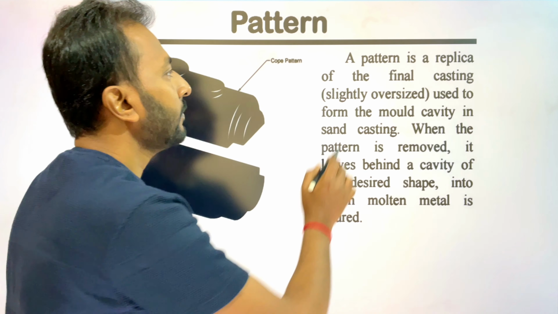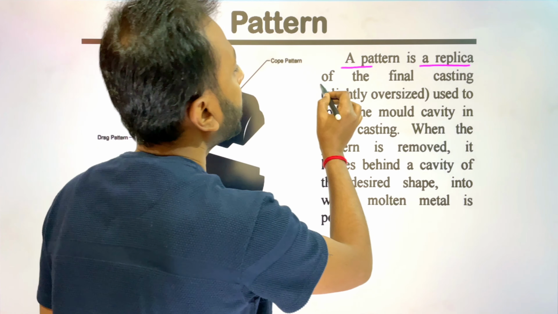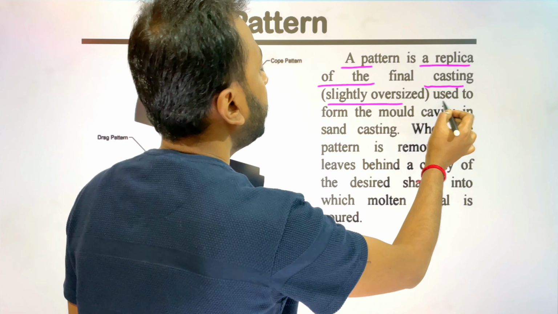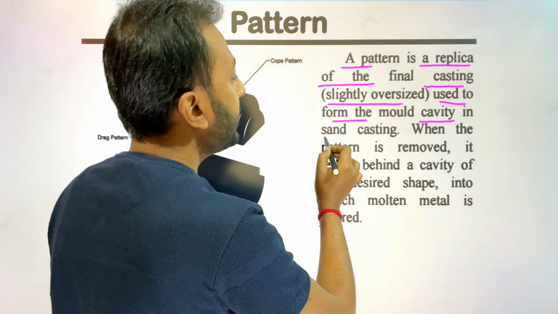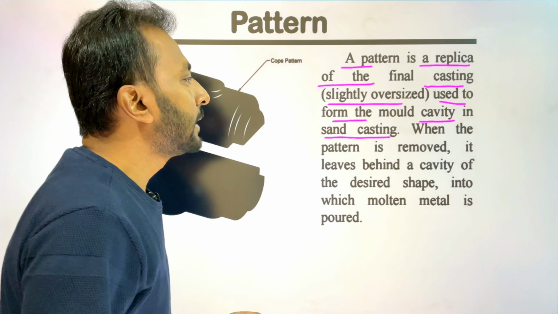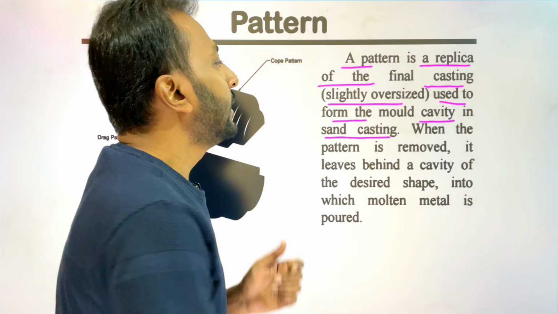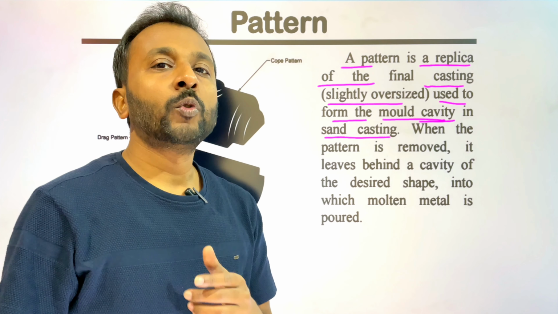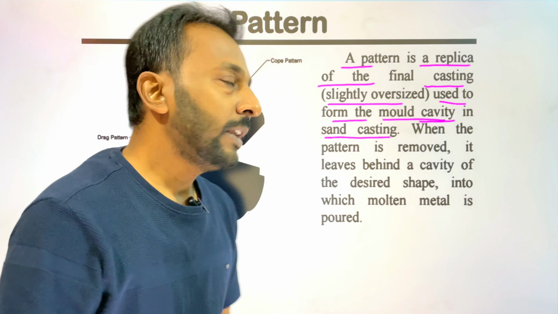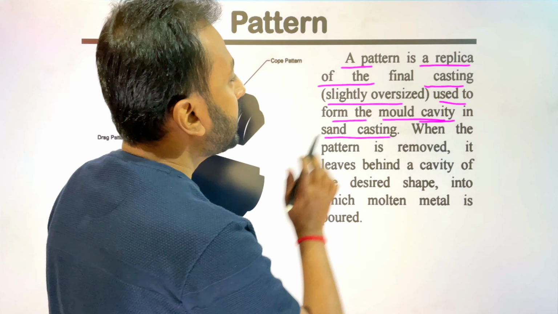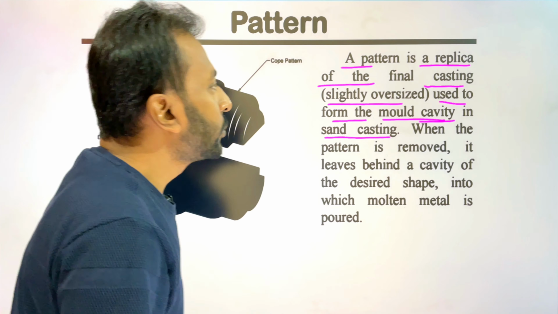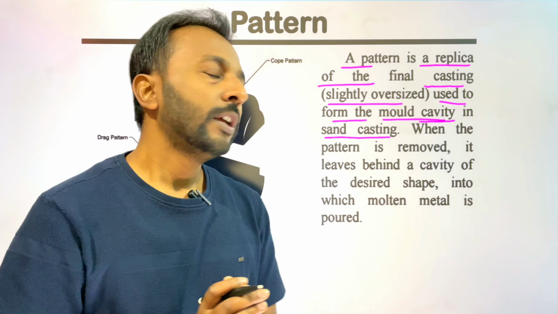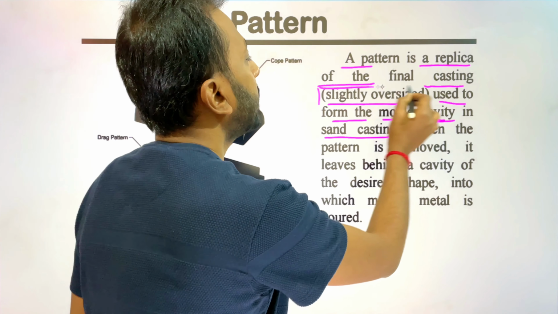So here a pattern is a replica of the final product or casting. Slightly it is oversized, used to form the mold cavity in sand casting. So in sand casting we create the mold cavity or the blank portion, in which blank portion we will pour the molten metal. That mold cavity is created using this pattern. So this pattern can be slightly oversized from the original product. So it is for the pattern allowances.